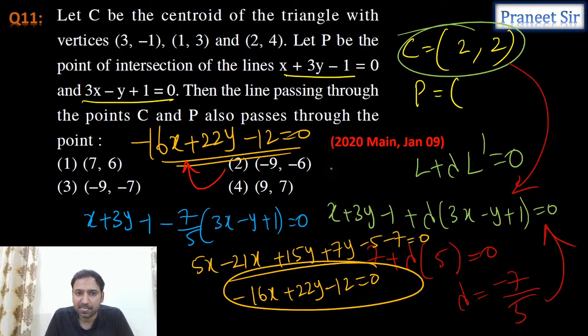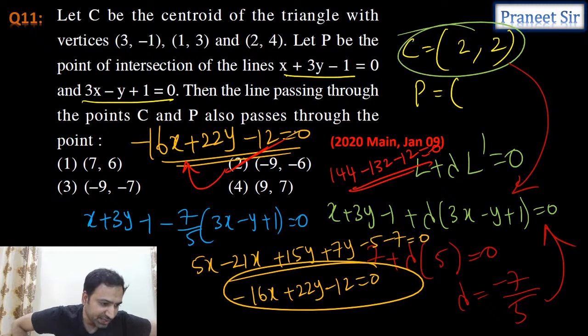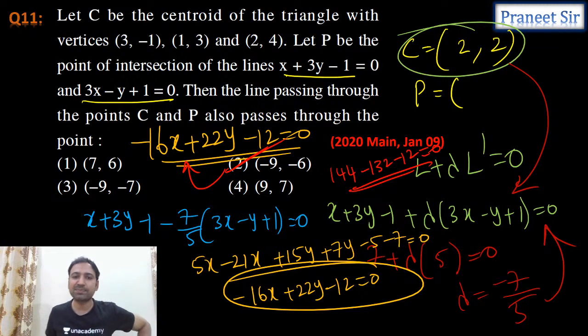16 nines 144, 6 twos are how much, guys? 120 plus 12, 132 minus 132 minus 12 equals 0. Exactly satisfying it. So the second option is satisfying, guys. Correct. Sharon, you're right. Second option is the answer, guys.